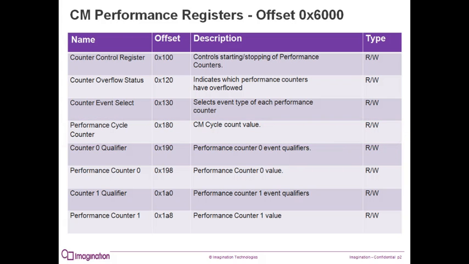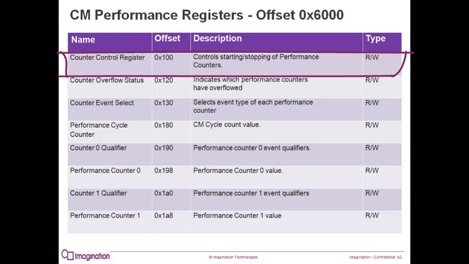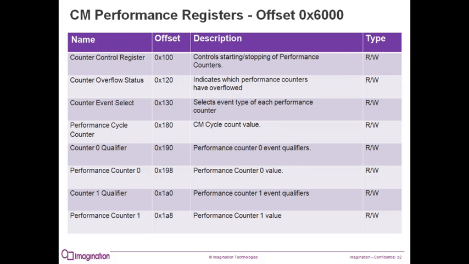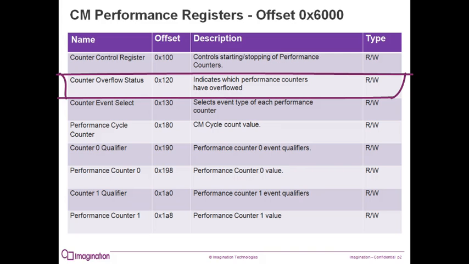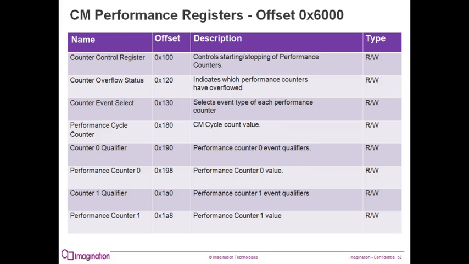The counters are started and reset by using the bits in the performance counter control register. There are also bits in the performance counter control register that determine what to do on counter overflow. When a performance counter overflows, the corresponding bit is automatically set in the performance counter overflow status register. The overflow status bit is cleared by writing a 1 to this register.